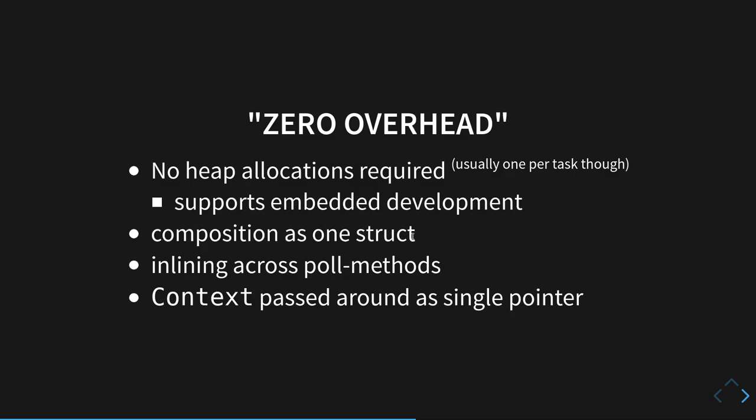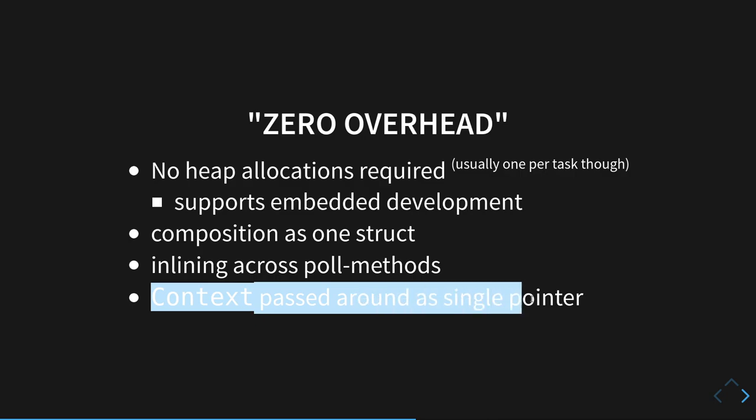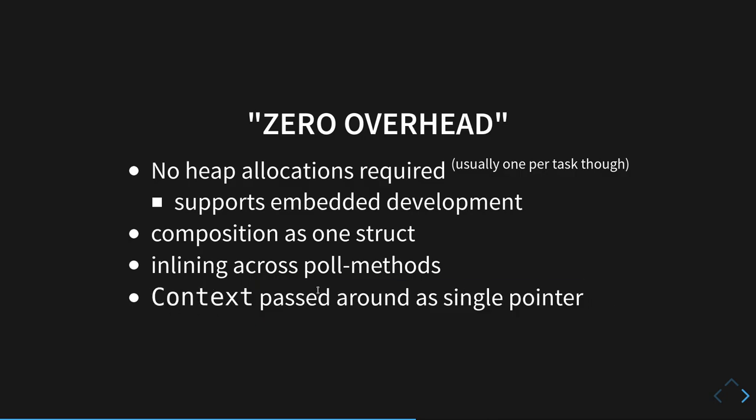This is done by usually composing everything into one struct. So as you've seen, the state machine would be one struct in memory, for example, or one enum, but one data structure in memory that just changes state internally as it gets polled, but it doesn't need any pointers to outside memory, or any pointers to callbacks or anything like that. There's only this one pointer to the context that gets passed around, but the context is one single thing per task.